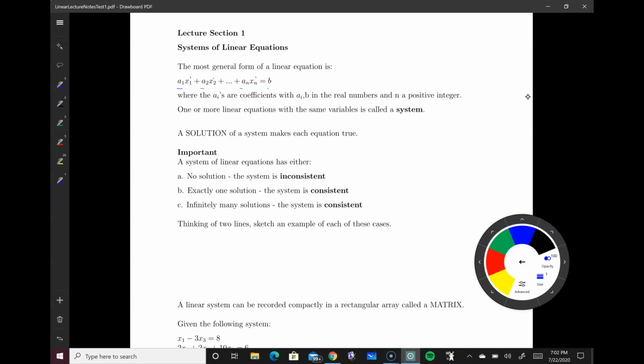When we have one or more of these linear equations with the same variables, we call it a system, and that's what we're going to be doing. We'll be finding solutions of these systems.